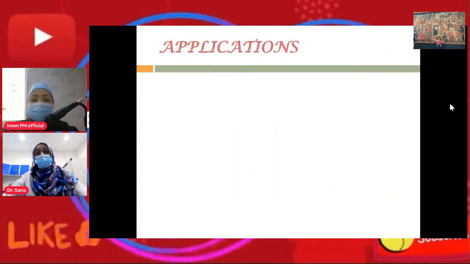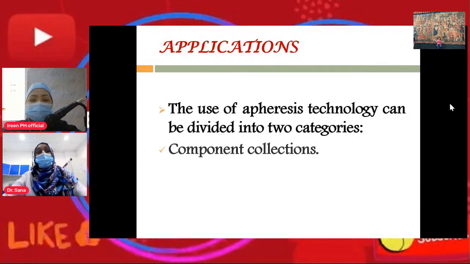What are the uses or applications of apheresis? The use of apheresis technology can be divided into two categories. First, component collection, to collect the components.